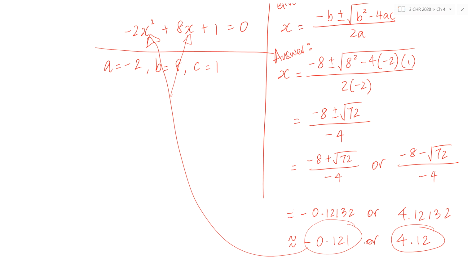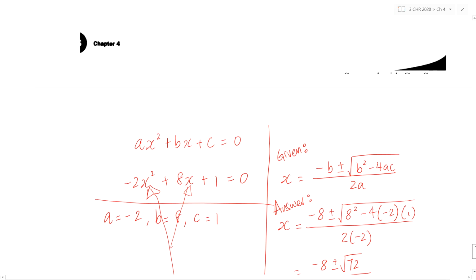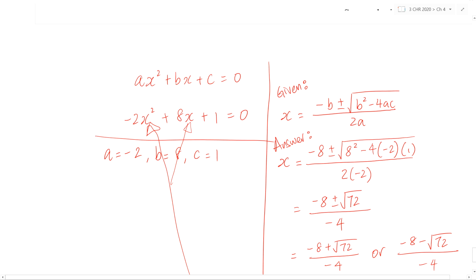Application of the quadratic formula is very straightforward. All you need to do is to ensure that you have the correct values of A, B, and C. In order to ensure you have the correct A, B, and C, your original question must have this form: something x squared plus something x plus a constant equal to 0. Must be equal to 0. Then I can apply. Okay?